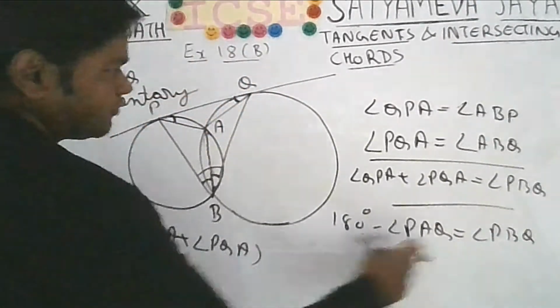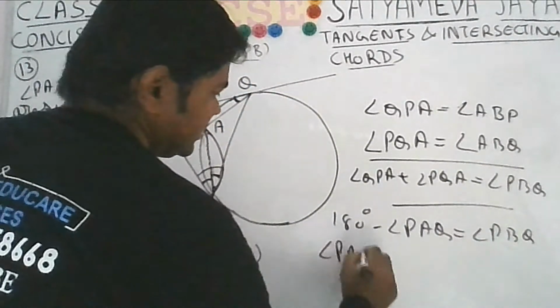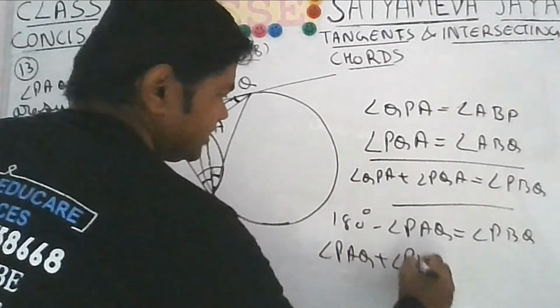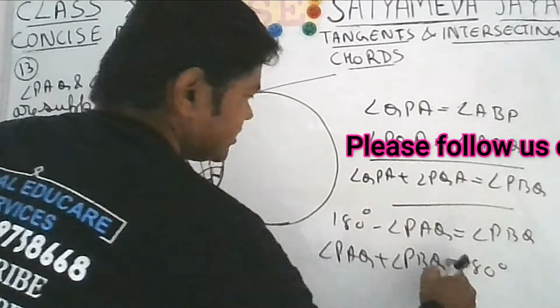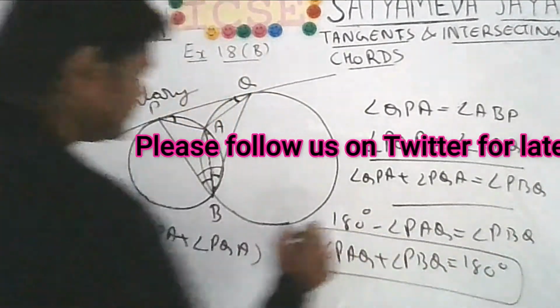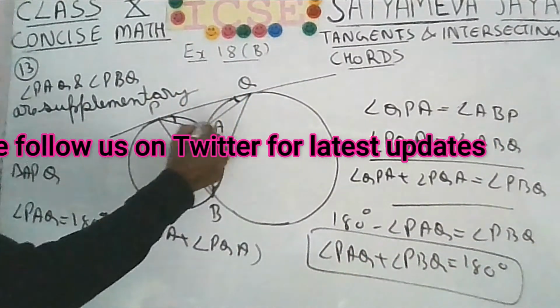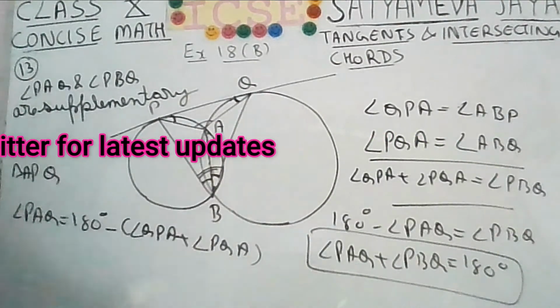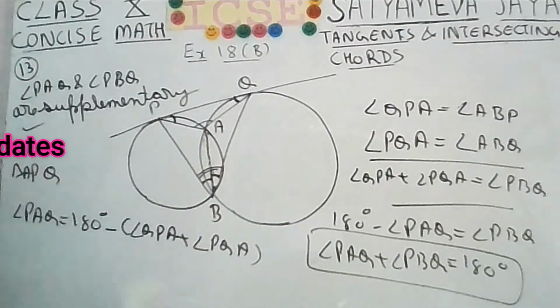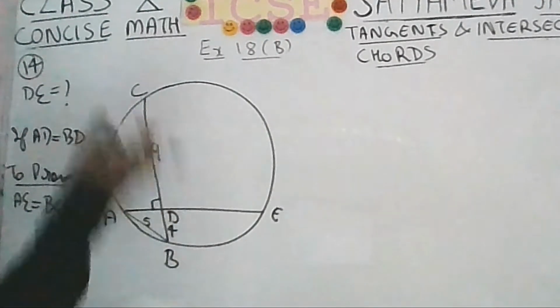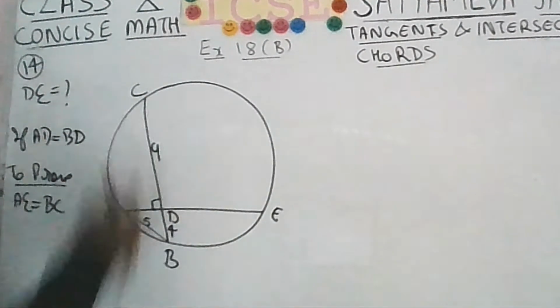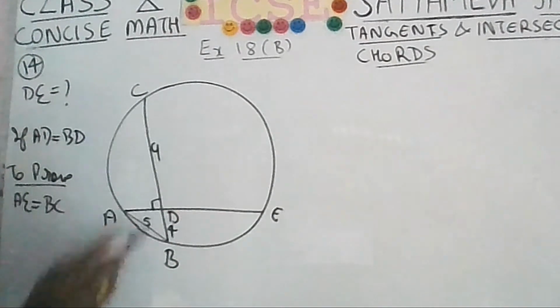If you transfer PAQ from left to right, you will get angle PAQ plus angle PBQ equal to 180 degrees. In other words, PAQ and PBQ are supplementary, as required. So you can see that you are having two chords which are perpendicular to each other. AE is perpendicular to BC because this angle is 90.